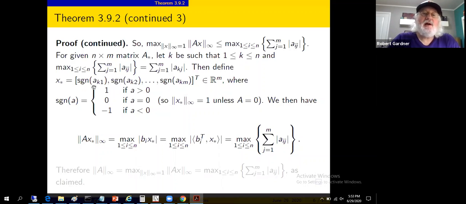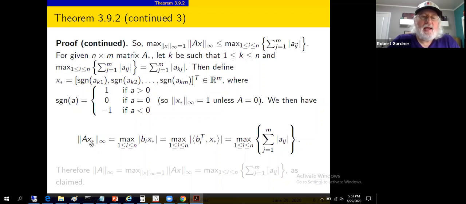defined to be the sign of the entries as we run along the kth row of A. The sign function: when you put in a positive number, it spits out a 1. When you put in 0, it gives you a 0. When you put in a negative number, it gives you out a negative 1. That's why I call it a sign function. Now we'll need that to be a row vector because we're going to multiply it by matrix A.